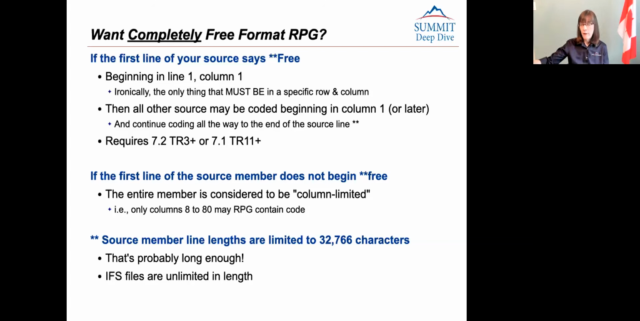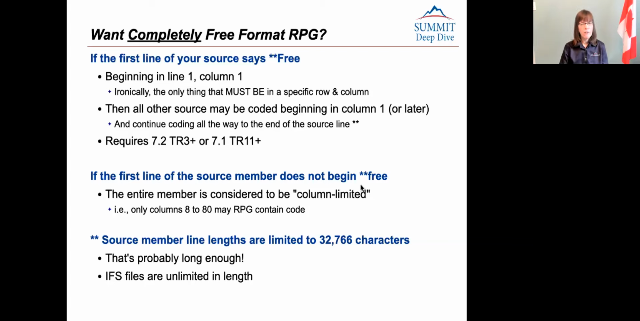Now, of course, by default, our source lines have traditionally had 92 characters in them, but you may or may not know that source member line lengths can actually go up to 32,766 characters, which I think is probably more than enough for anybody. But if it's not, your other option is you can always store your source in the IFS, and you may want to do that for other reasons as well. So that the files there are not limited in length at all. You can see the requirements in terms of the releases and things. I'm really hoping there's nobody who's not running at least 7.1 and current TRs at this point.